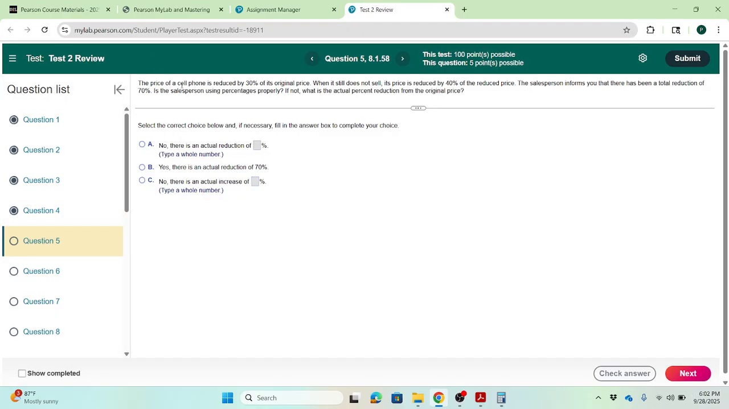The price of a cell phone is reduced by 30% of its original price. When it still does not sell, its price is reduced by 40% of the reduced price. The salesperson informs you that there has been a total reduction of 70%. Is the salesperson using percentage properly? If not, what is the actual percentage reduction from the original price?